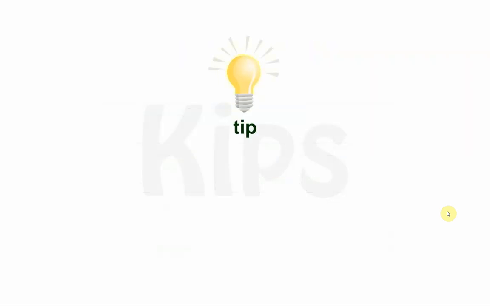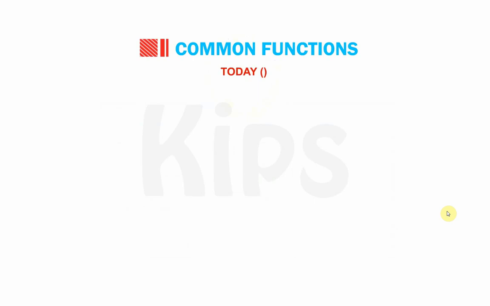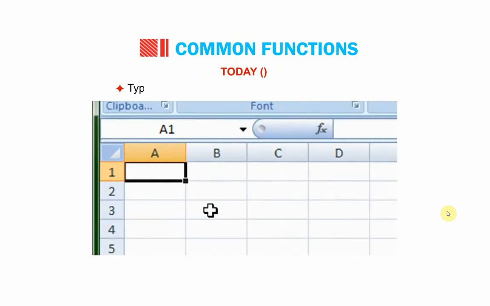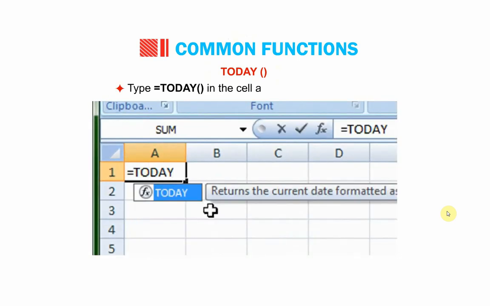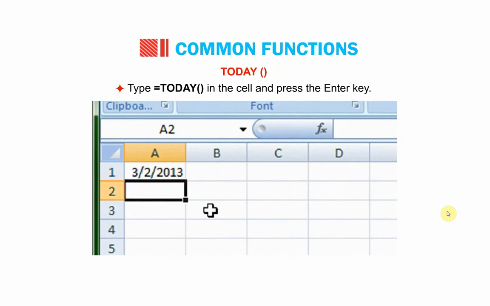Okay, a tip for you, students. The MIN function and COUNT function can also be applied to a range. Another function is TODAY. It is used to display the current date. Type =TODAY() in the cell and press the Enter key. The TODAY function will display the current date in the selected cell.